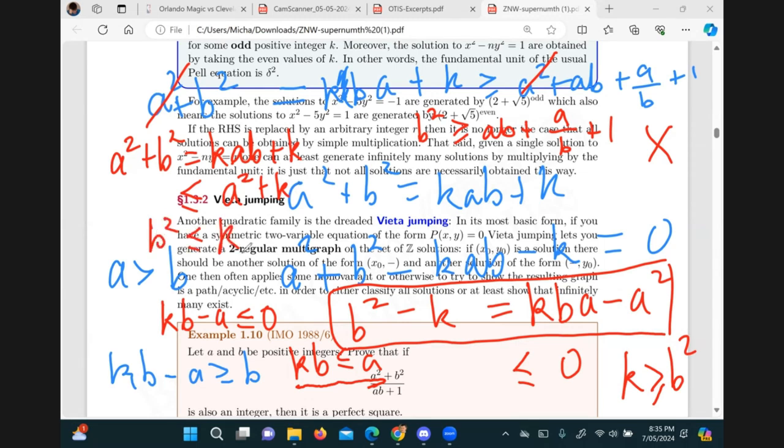Wait, so we got up to the... It has to go negative, right? It's negative or zero. It's non-positive. Yeah, it's negative or 0. If it's 0, then we're done, right? And then K is a square. Yeah. So what happens if it's negative?